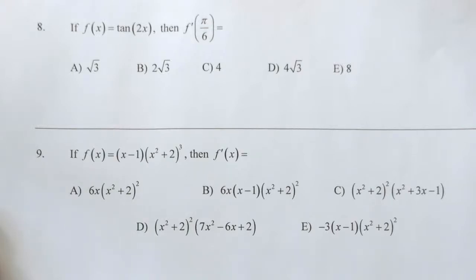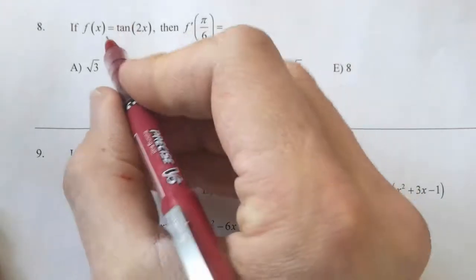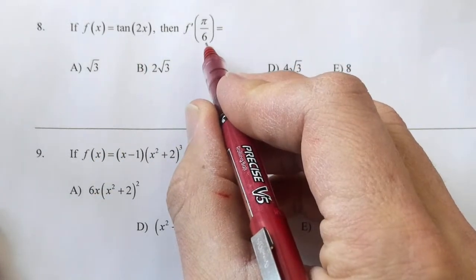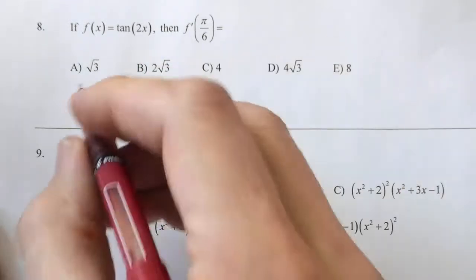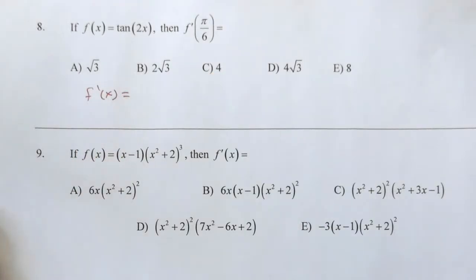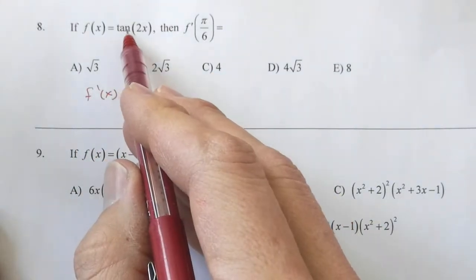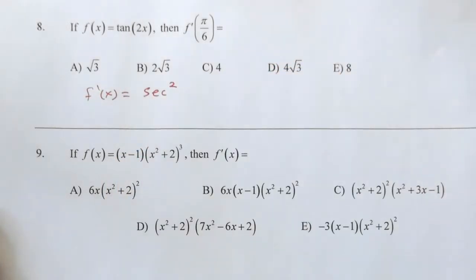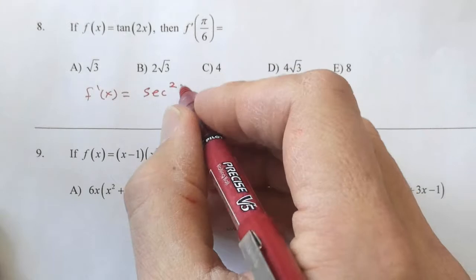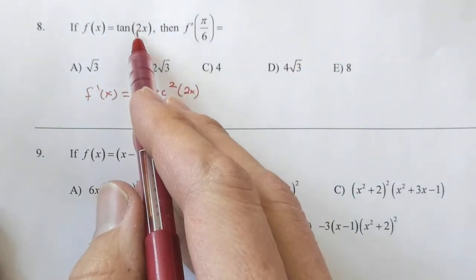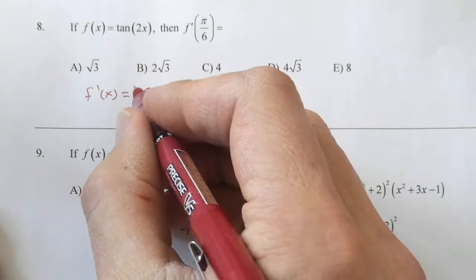Problem number 8 is very similar to problem number 7. Right? f of x is the tangent of 2x. We want to take the derivative and find it when x is equal to pi over 6. So f prime of x, again, we're looking at the chain rule. Derive the outer function. Tangent's derivative is secant squared. Keep the inner function, which is 2x, and then multiply by the derivative of the inner function. And the derivative of 2x is 2.